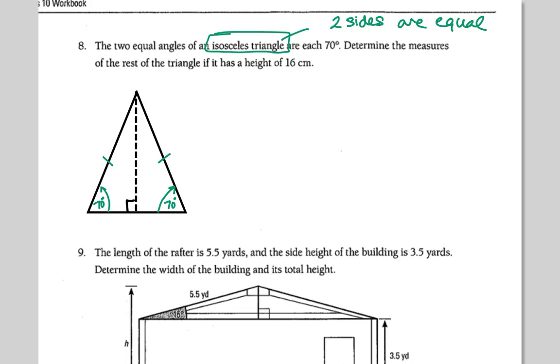And what you have here is basically two congruent triangles. So this pink triangle is the exact same as this blue triangle. And the reason we split the isosceles triangle into two is so that we can use this right angle right here. The height is always at a right angle to the base, and the height is 16. So it says determine the measures of the rest of the triangle.